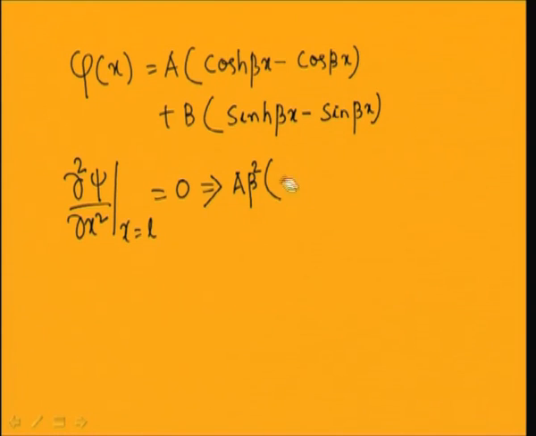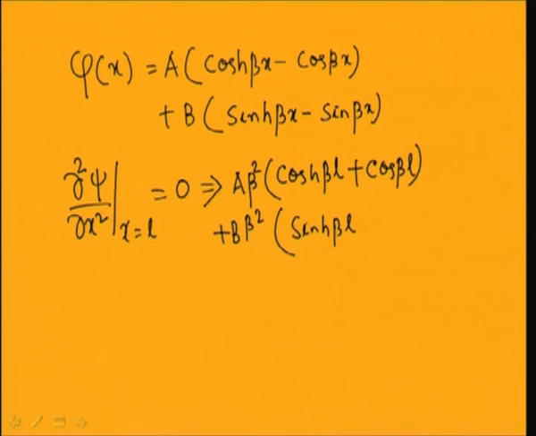Now we have to substitute x equal to L. If I differentiate twice, this becomes cos hyperbolic beta x, so by substituting x equal to L, I can write cos hyperbolic beta L. Similarly, differentiating twice gives plus cos beta x, which becomes cos beta L. Similarly, here b into beta square into sin hyperbolic beta L, and sin beta x differentiated twice becomes plus sin beta L. So this is one equation I am getting.